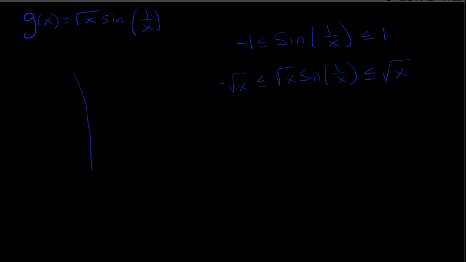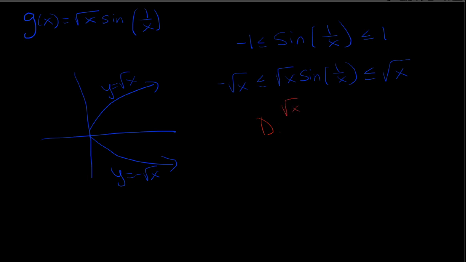So if I look at my graph, I'm going to graph my square root of x. I'm going to graph my square root of negative x. Now let's look at the domain. We know the domain for square root of x. So if we're just looking at square root of x, that is x greater than or equal to 0.